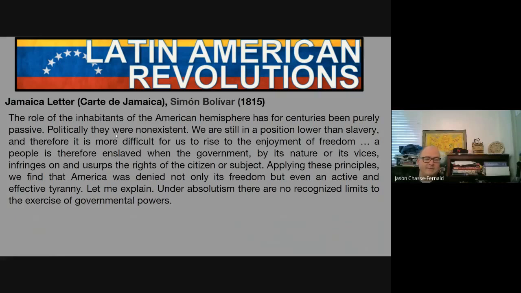Let me explain. Under absolutism, there are no recognized limits to the exercise of governmental powers, right? And what he's referring to here, and this is something that we had discussed in class already when you had your Enlightenment documents assignment, but one of the realities of Latin America is that political decision-making ability in the Spanish colonies comes from the crown. Right, and if you are not a peninsularis, remember those social hierarchies that are created, then you cannot achieve the highest positions of power within the colonies, right?